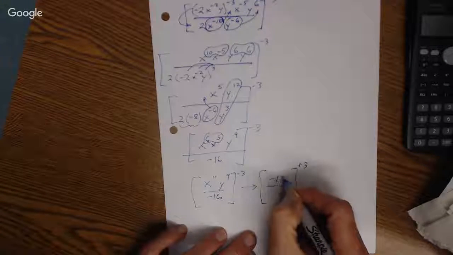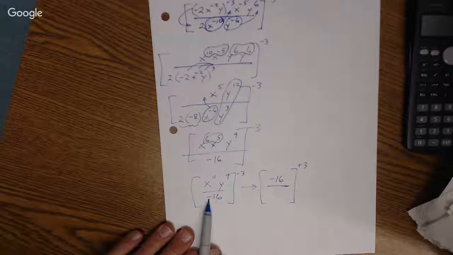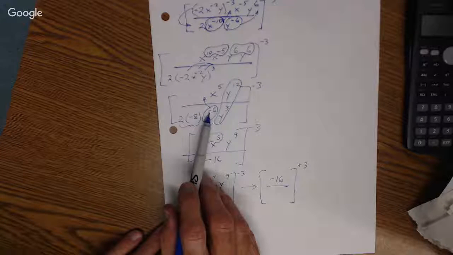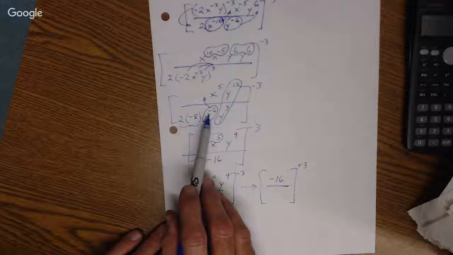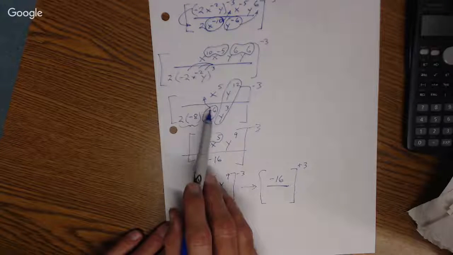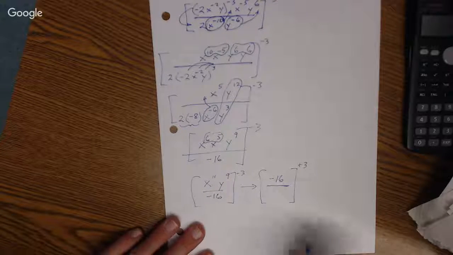So now I've got negative 16 on top. Notice this negative in front has nothing to do with an exponent. That is not an exponent. It's just a negative sign. So don't get confused between negative exponents and negative signs in front of numbers. They're totally different things. Negative exponents flip things top and bottom. Negative numbers are just regular old negative numbers.